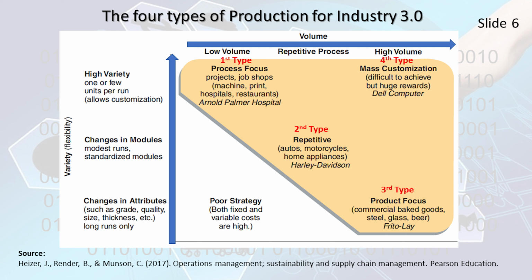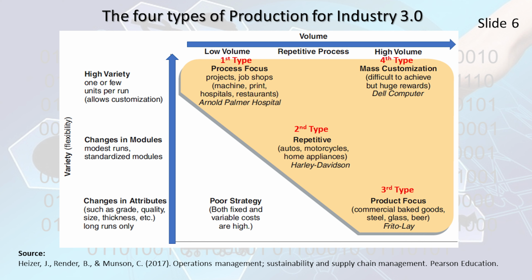There are 2 blue arrows. One is vertical and the other is horizontal. When we move up with the vertical blue arrow, we get higher product varieties. When we move to the right with the horizontal blue arrow, we get higher product volume. The first type of production has high product varieties, but low product volume. Hospitals and restaurants are examples for production type 1.